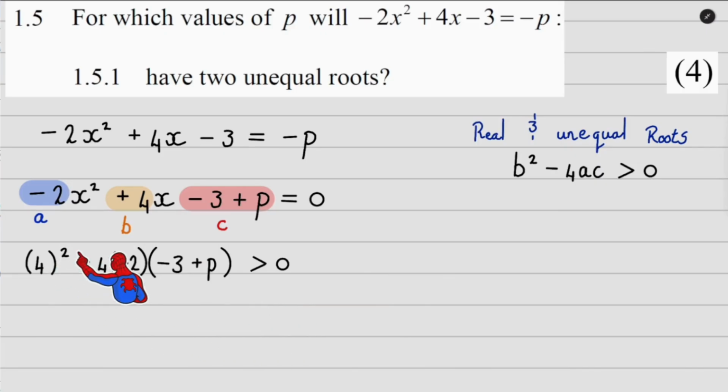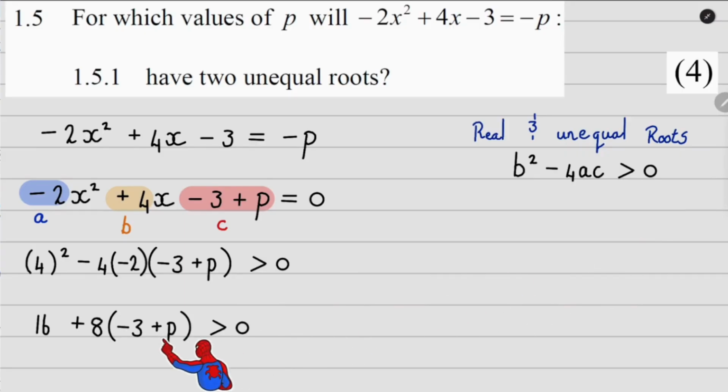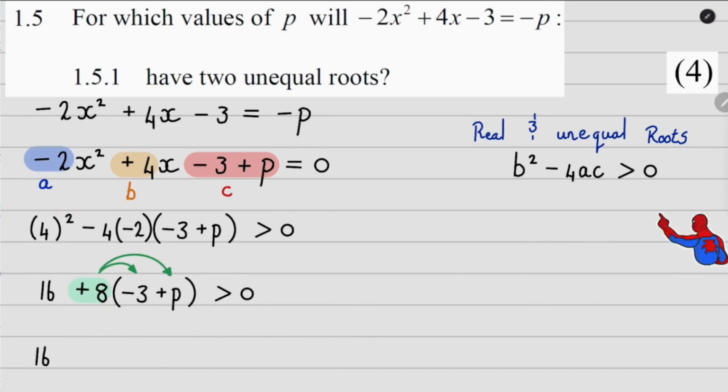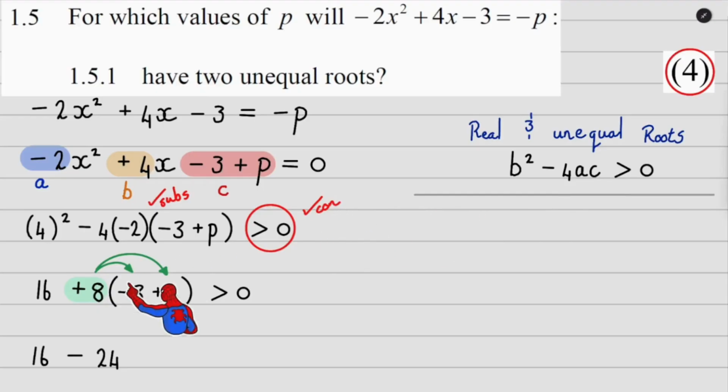So 4 squared is 16. Minus 4 times minus 2 will give me plus 8. I'm going to leave the rest of it for now. Now I'm going to distribute this plus 8 into the bracket. Plus 8 times negative 3: a positive times a minus is a minus, and 8 times 3 is 24. And 8 times p will just give me plus 8p. Nothing will change with the rest of the inequality. This will still point in the same direction.